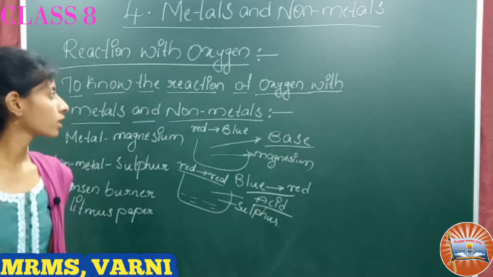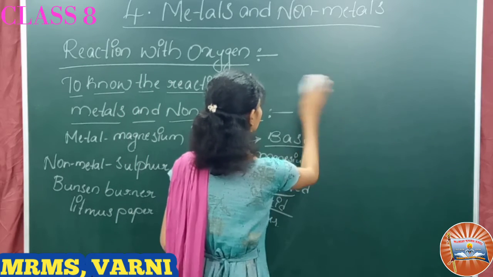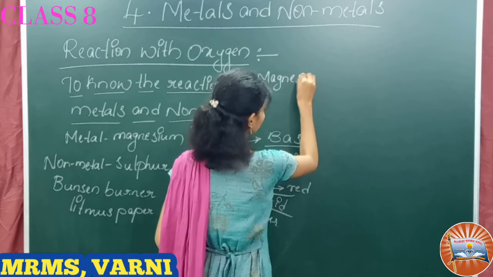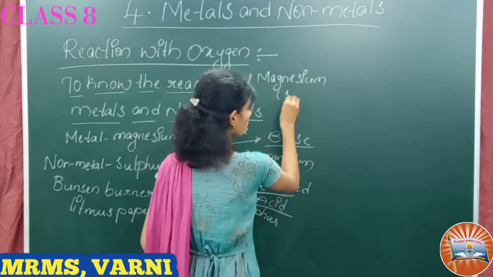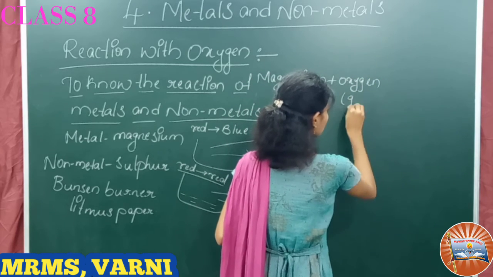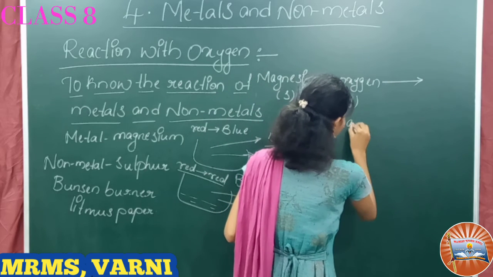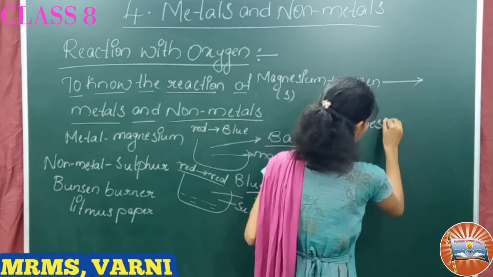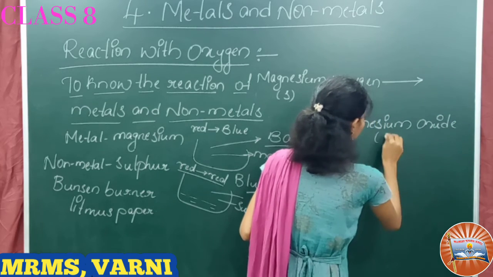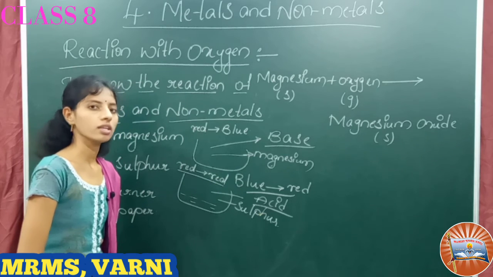So here I will write the chemical equation. When magnesium, which is in solid form, reacts with atmospheric oxygen, which is in gas form, it will give the product magnesium oxide. The color of the magnesium oxide is silvery ash.